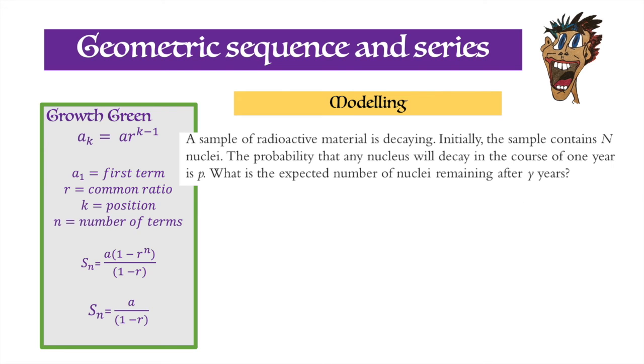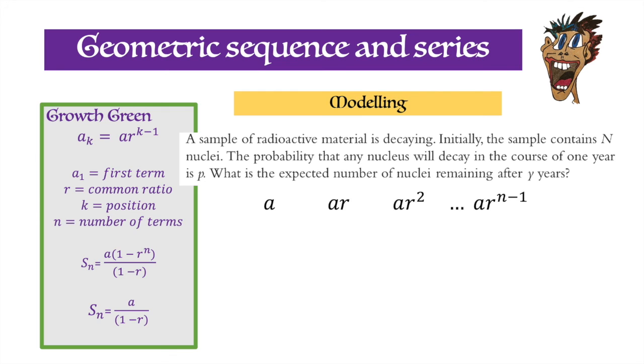What about this one? This one's quite interesting. A sample of radioactive material is decaying. Initially, it contains N nuclei. So at time 0, it contains N nuclei. The probability that any nucleus will decay in the course of 1 year is P. What's the expected number of nuclei remaining after N years? And this is an expected number. You'll come to this with other areas of maths when you get into the A2 curriculum.